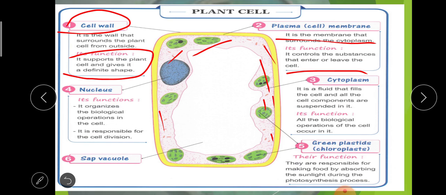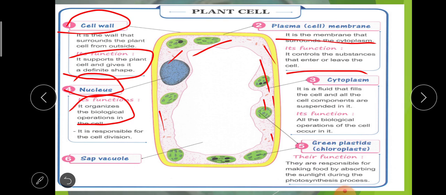It is a liquid or fluid that fills the cell from inside, and all components of the cell like the nucleus, the sap vacuole, and the green plastids are suspended or float in it. So all the biological operation like respiration, excretion, growth, and so on takes place in the cytoplasm. Number 4 is the nucleus. It is like the brain of the cell, so it organizes all the biological operation in the cell. Also, it is responsible for cell division.